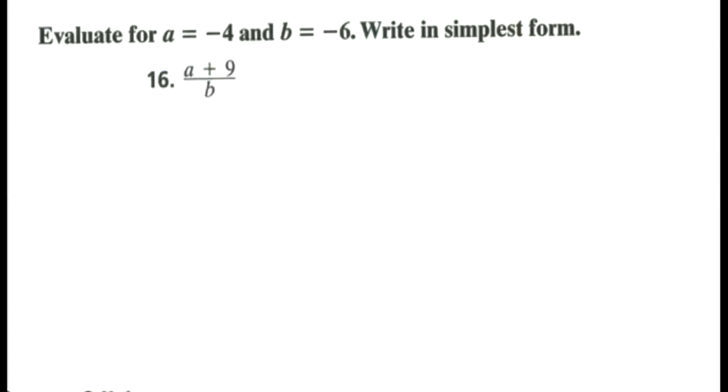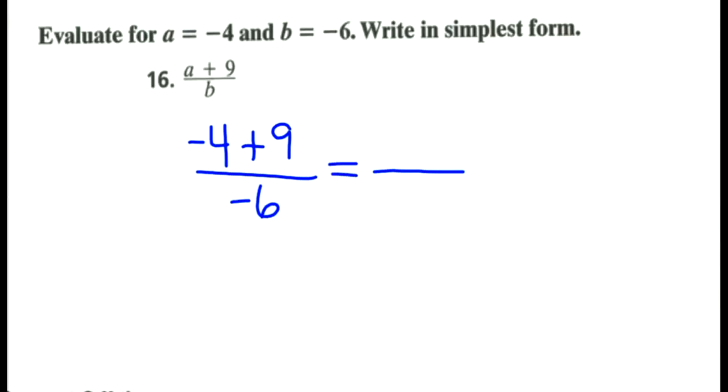Evaluate this fraction with variables using the same integers. So A is -4, I'm substituting, plus 9, and B is -6. So I'm simplifying the numerator. -4 fighting +9. Positives are going to win by 5. And then I have a -6. I cannot reduce this fraction. However, I'm going to bring my negative out front. So I have -5/6.